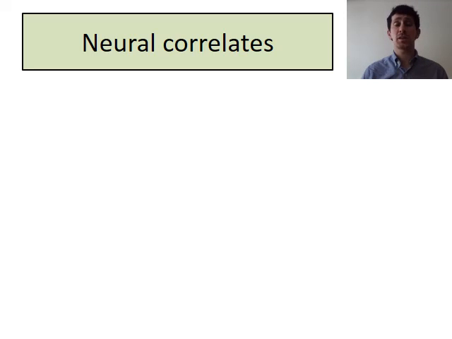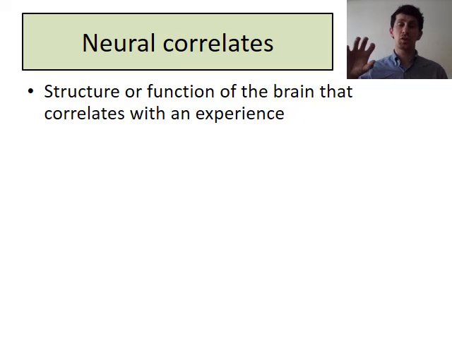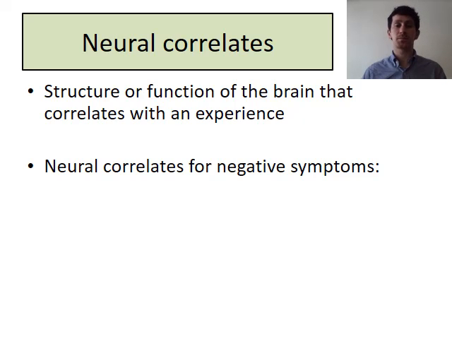The final biological explanation that you've got to know for your exam is neurocorrelates. And this links to the structure and the function of the brain, that the structure of the brain correlates with certain experiences. And it's been found that there are certain neurocorrelates for the negative symptoms of schizophrenia. So the negative symptoms, remember, speech poverty and avolition.